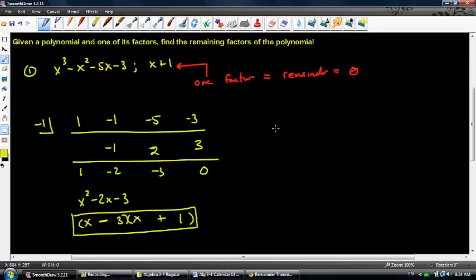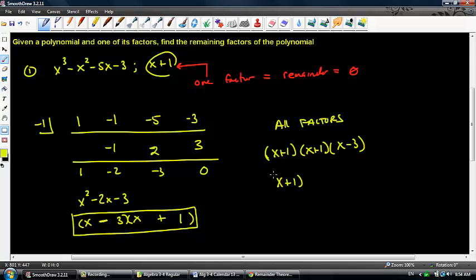If I asked you for all factors, you would have to include the one that was given. So that would be x plus 1 times x plus 1 times x minus 3, or you could have simply written it as x plus 1 quantity squared times x minus 3.